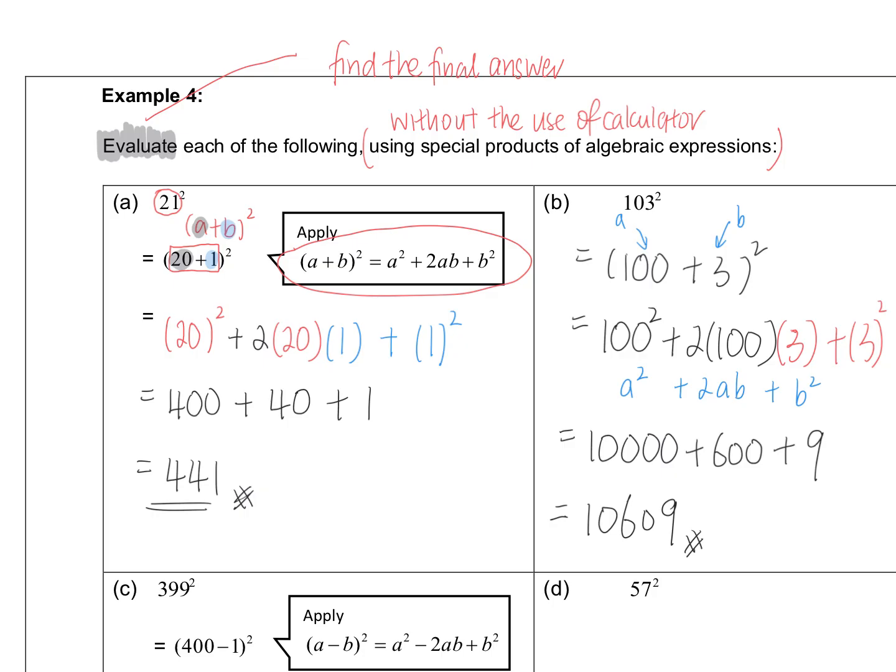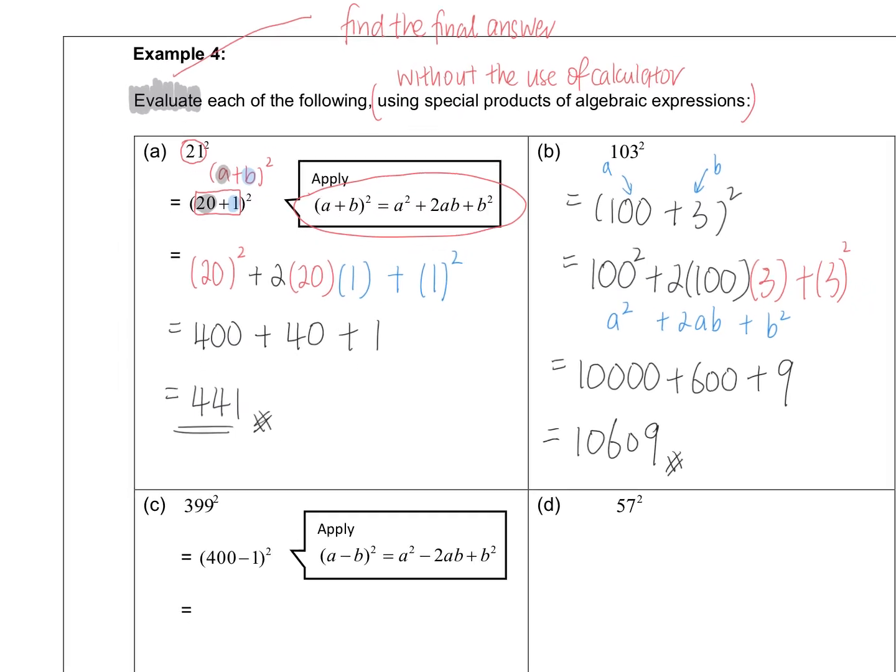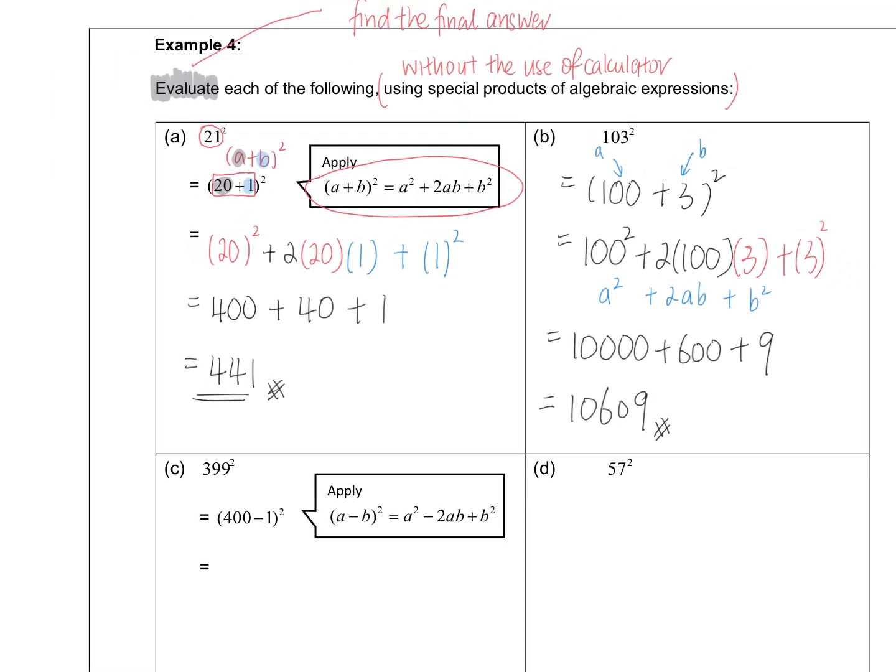Okay, so this kind of question, they will either say please evaluate using special product rules, or they say without the use of calculator. Then you know you need to use the rule. If they never say anything, they will ask like that, because you can use calculator for what? So they will force you to use special product rule.